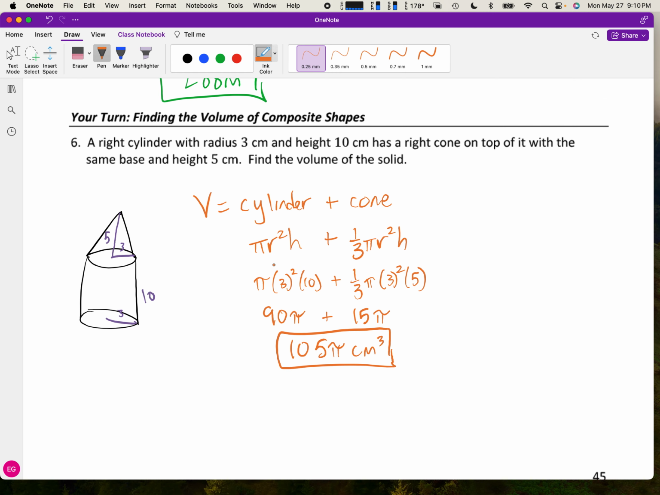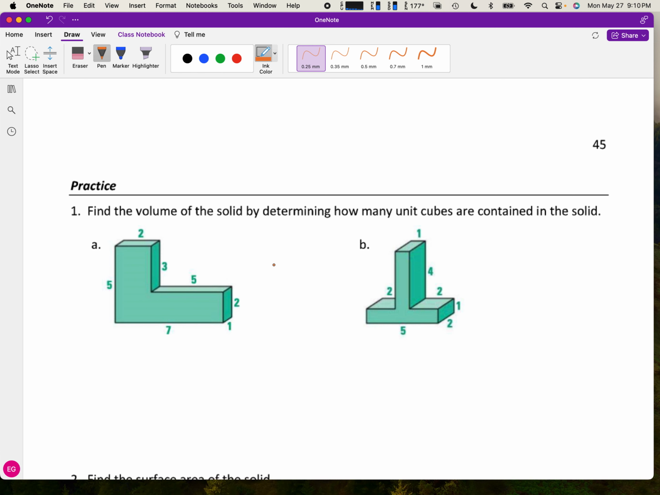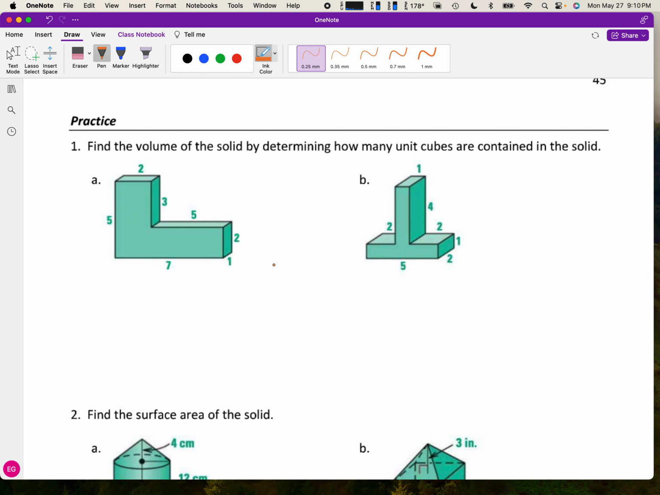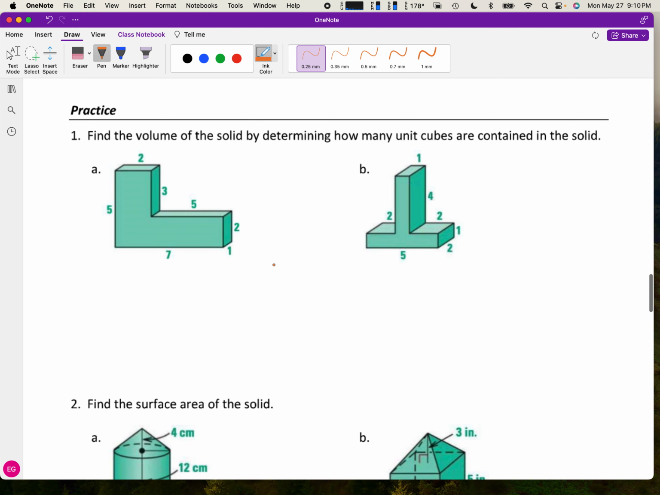That is surface area and volume of composite shapes, and our last new learning of the year. Woo! How exciting is that? All right, you have some practice here. So we got some of the basic ones where you just kind of divide it up and figure out what the volume of each one is.